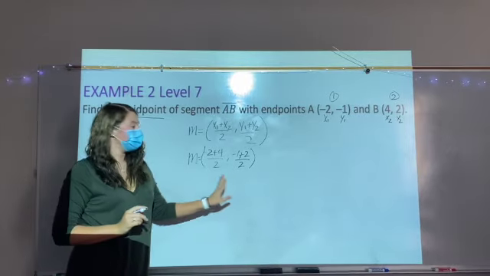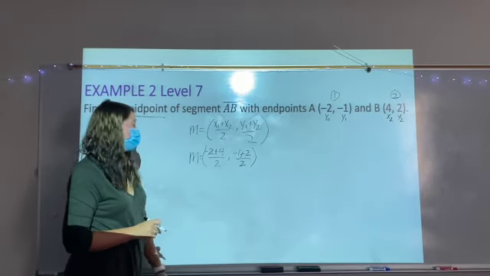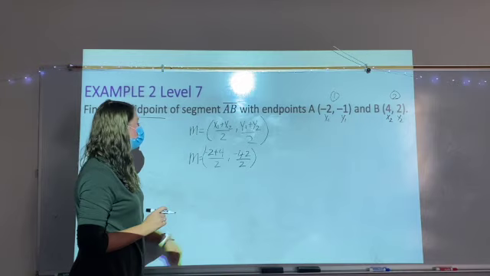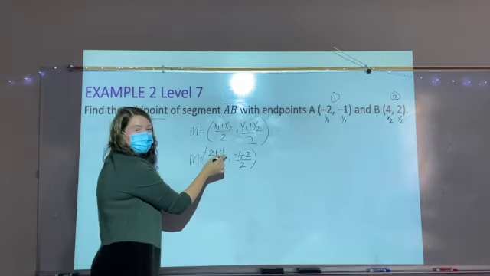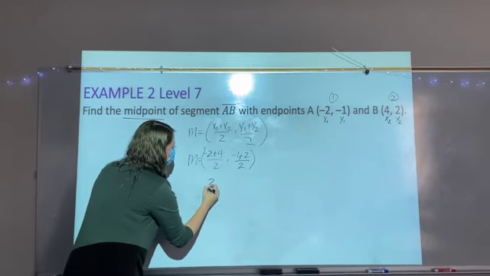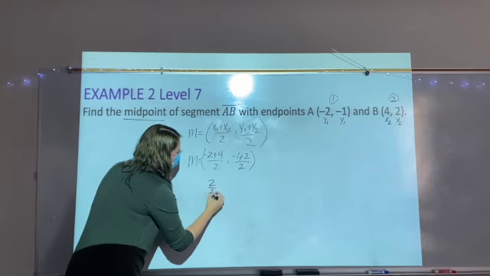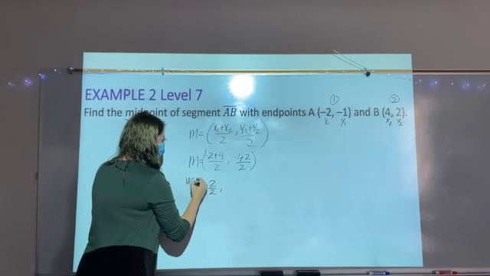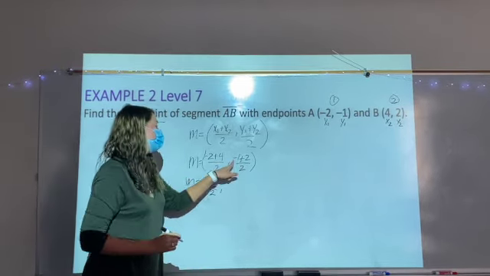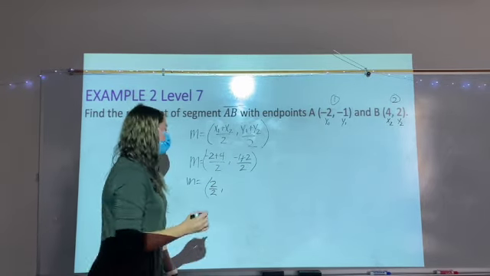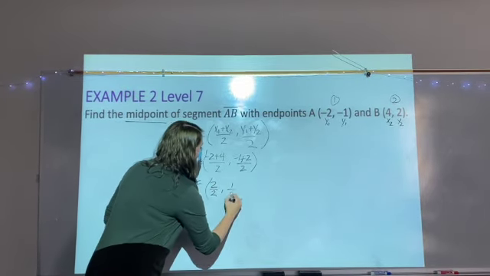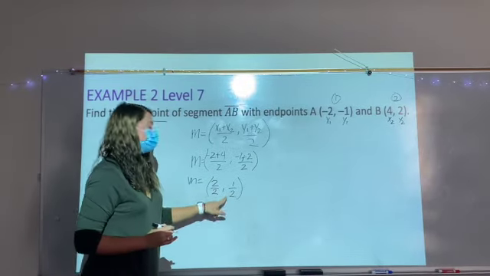So now I have 2 simple things that I'm going to need to simplify. Let's go ahead and simplify the top on each of these. So -2 plus 4 is going to give me 2. I'm going to bring the 2 down from the bottom. And over here, I have -1 plus 2, which is going to give me 1 on top. And I'm going to bring my 2 down to the bottom.